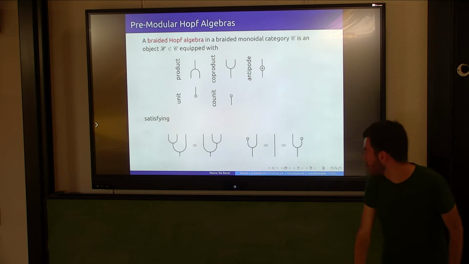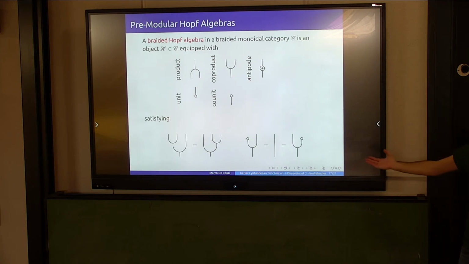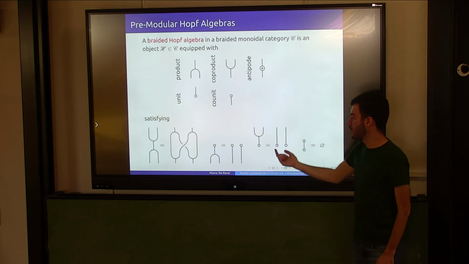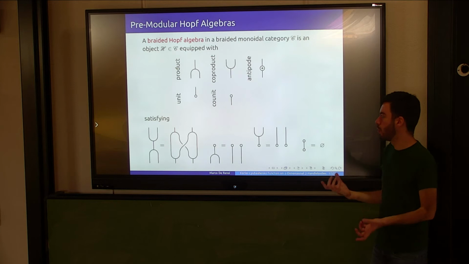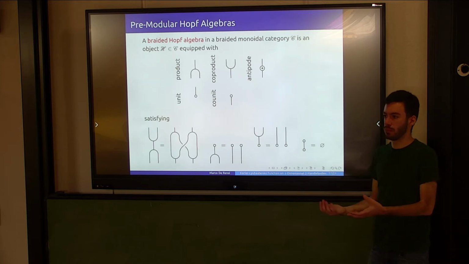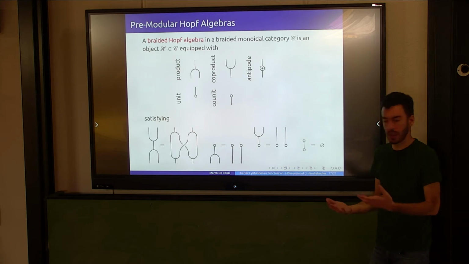Then you have co-associativity and co-unity for the co-algebra structure. This is also satisfied. And then these are kind of bi-algebra relations. So they impose a compatibility between algebra and co-algebra structure. It tells you essentially that these morphisms, so for instance, co-algebra structure morphisms are algebra morphisms, stuff like this.